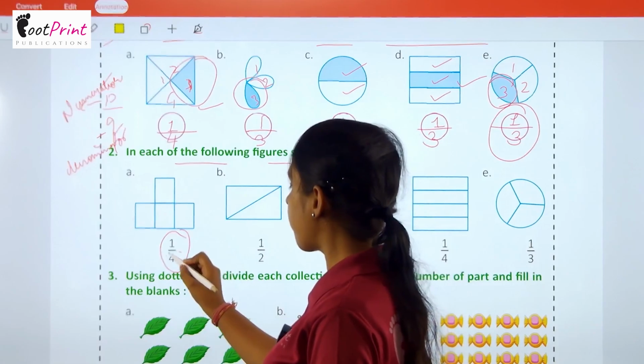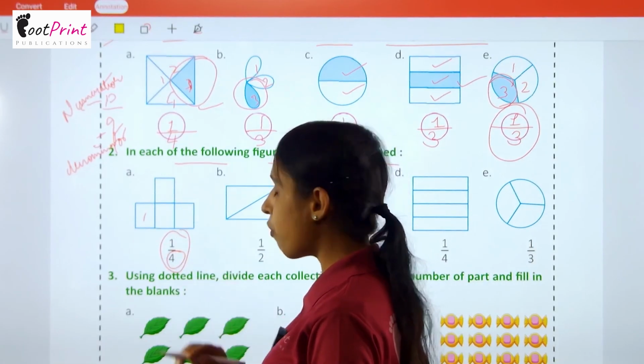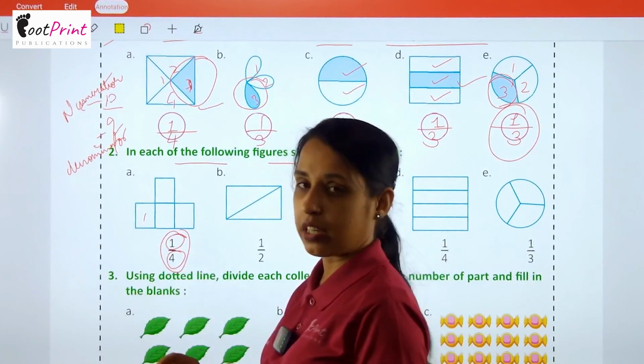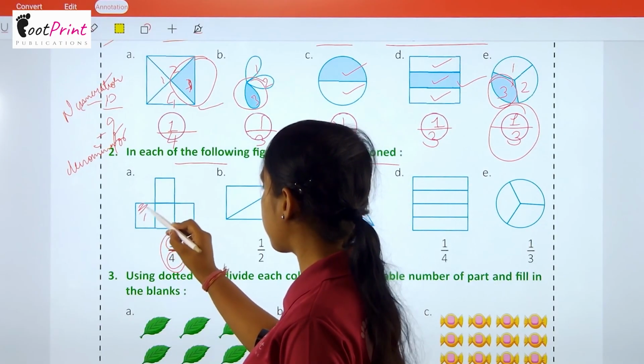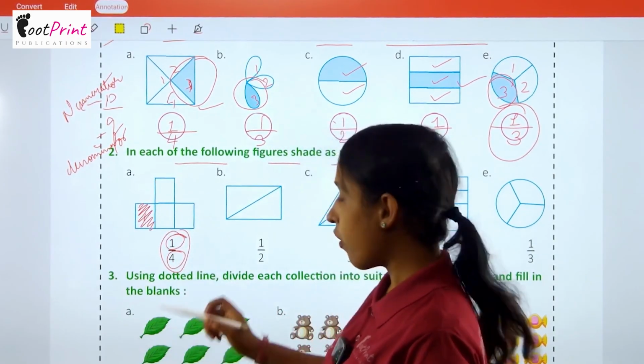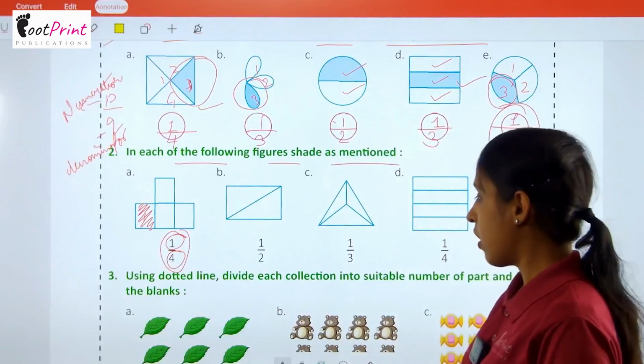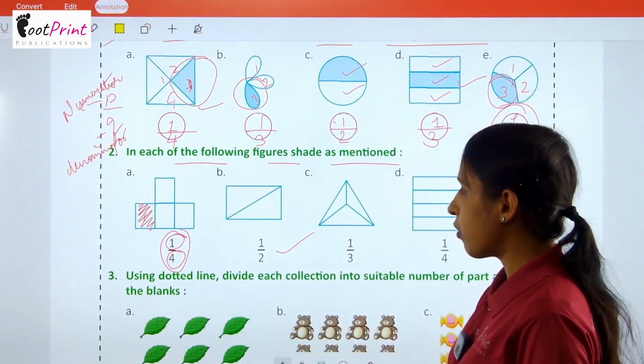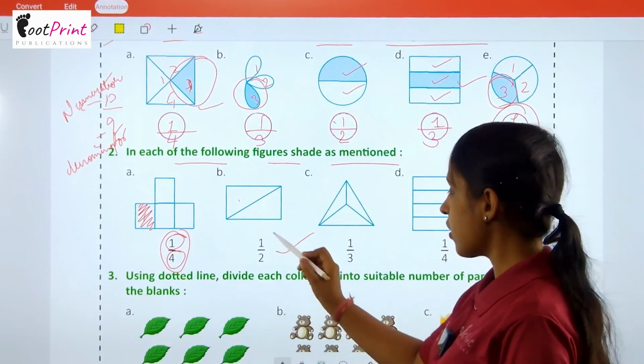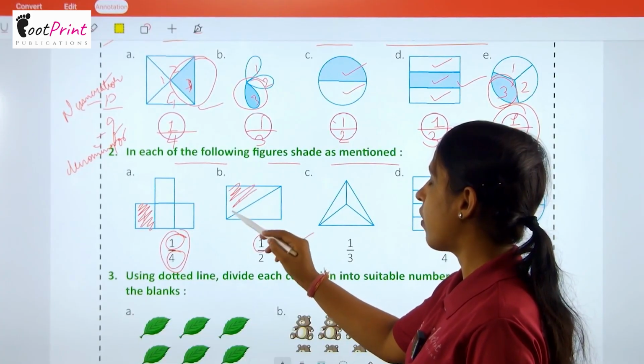So here are 4 parts. Yes, 1, 2, 3 and 4. And what is the shaded part? 1. It means we have to shade one part. Okay, so now it will become 1/4. Just like in this 1/2, there are 2 parts and 1 is the shaded part. So we will shade one part.